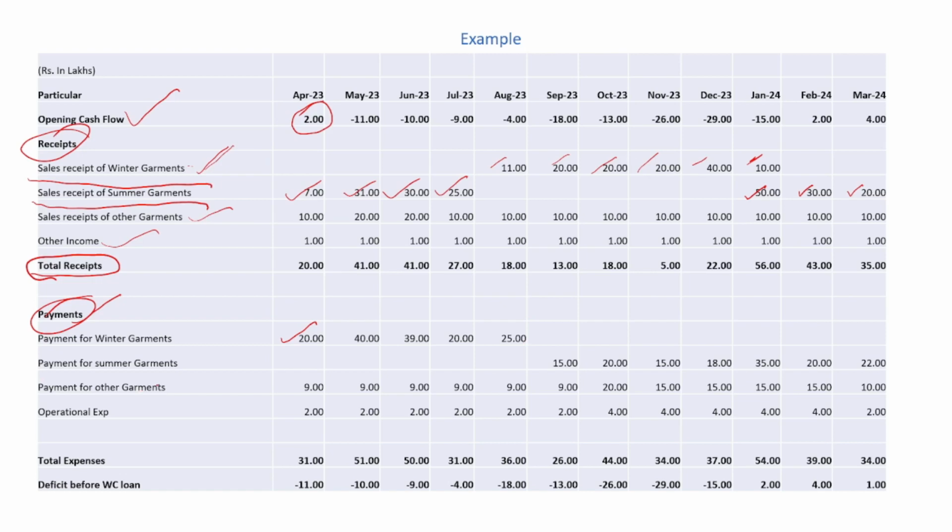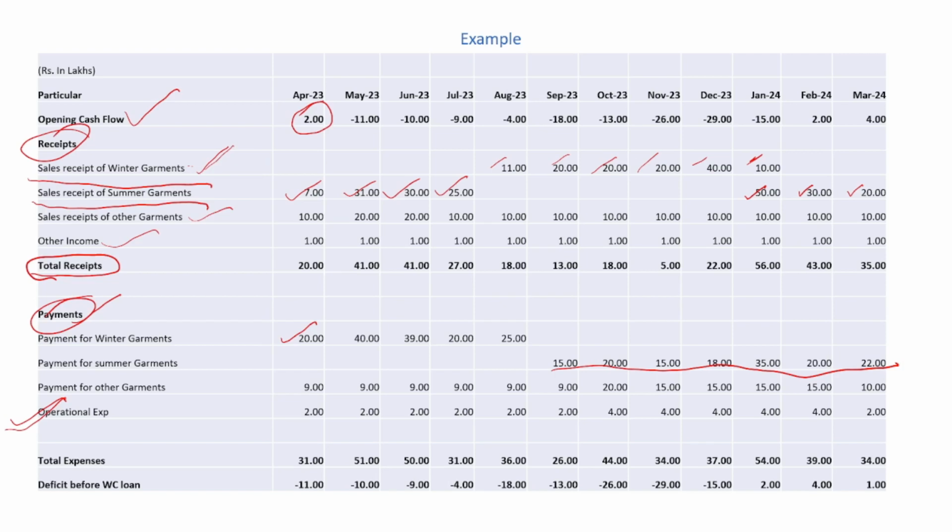Then payment for the summer garments, for that also it comes early. Then we manufacture and sell. Payment for other garments, these are other garment payments we have made. Operational expenses, these are the operational expenses, like manufacturing expenses or other expenses, power expenses, something like that. These are the operating expenses.